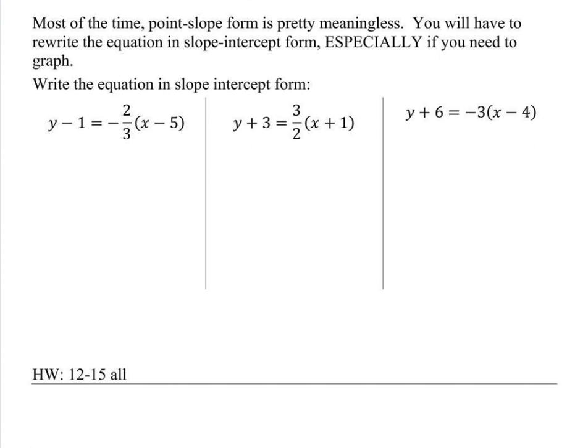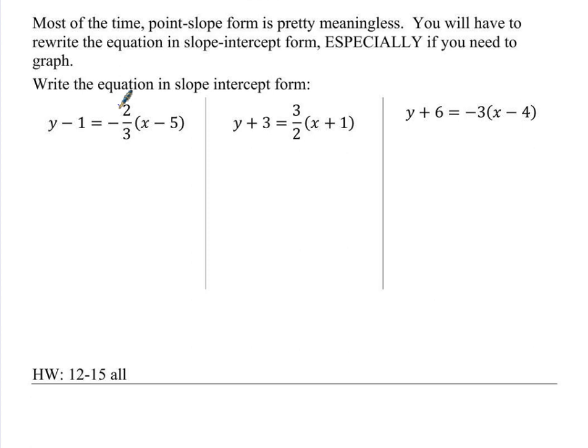Graphing in point slope form is too easy to make mistakes. But it's easy to switch from point slope form to slope intercept form. And once you've done that, it's easy to graph slope intercept form. So that's why we're going to practice here. I have three equations in point slope form, and it's very straightforward to go from point slope form to slope intercept form. The steps are always the same.